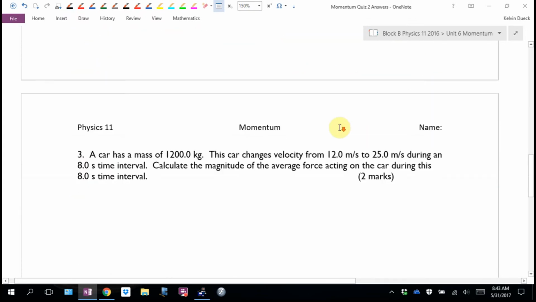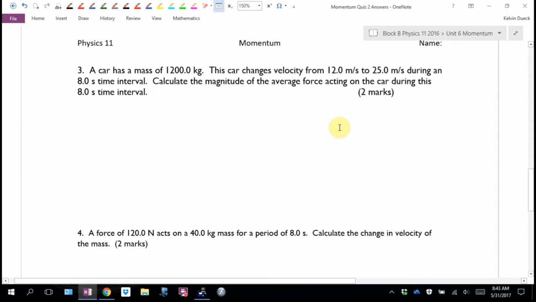Number 3, turn the page. A car has a mass of 1,200 kilograms. This car changes velocity from that to that during an impact. Calculate the magnitude of the average force. I think this time I'm going to combine both steps from the previous question. I'm going to start out by saying impulse equals impulse.